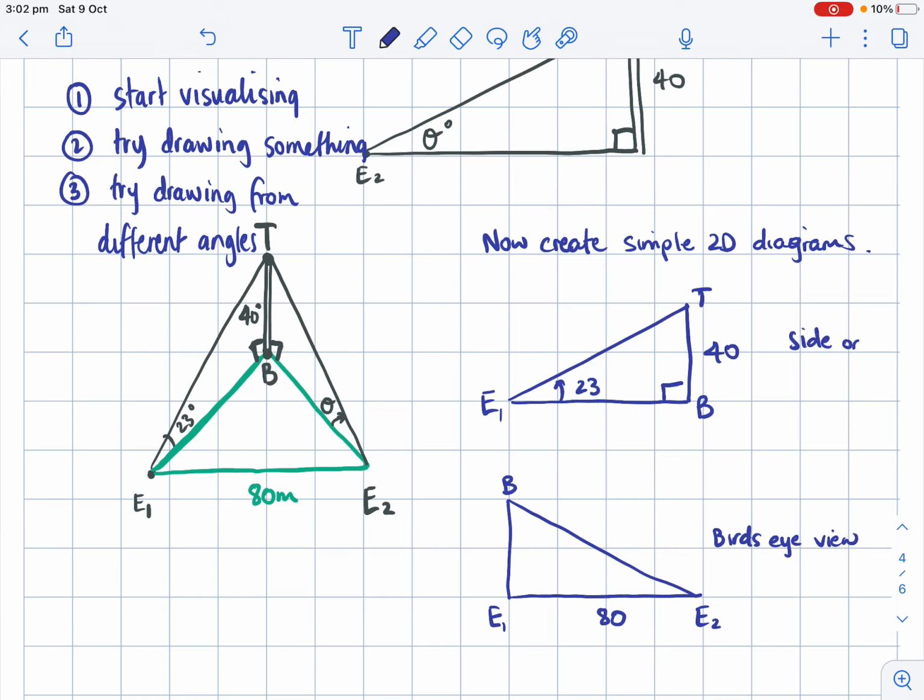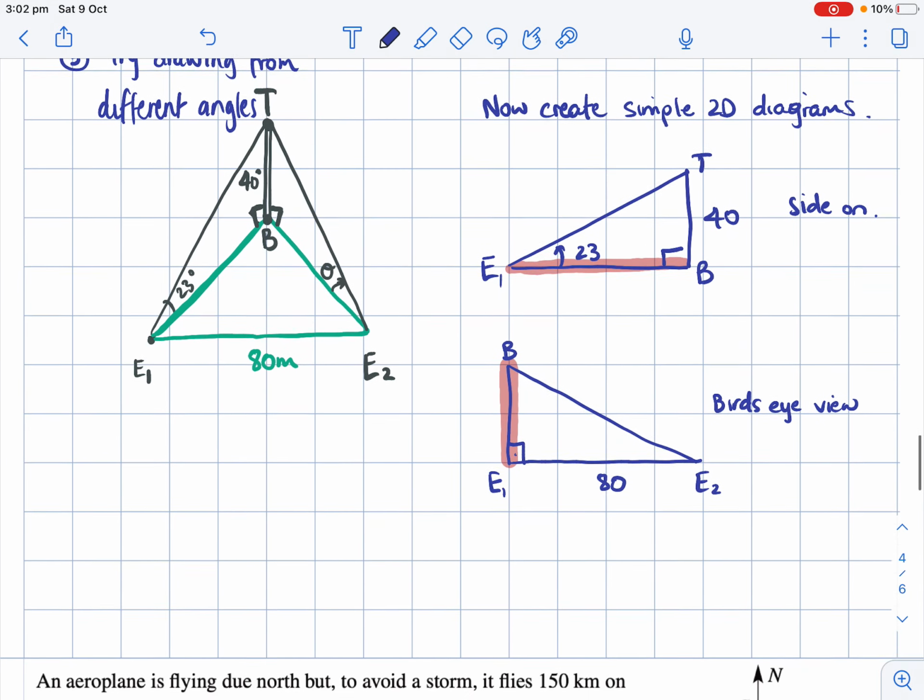This one is a side-on view. But notice, if I've got straight south and straight east, I've got another right angle triangle. And let's do some colour coding here. This length goes from B to E1. This length is B to E1. So those two things match up. Those two things are the same.